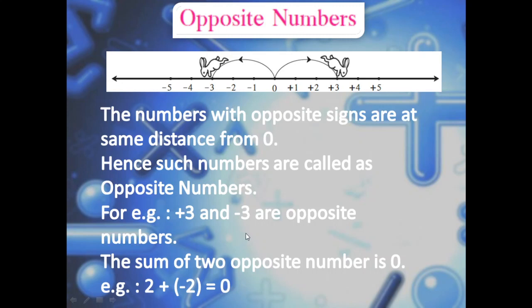The sum of two opposite numbers is always 0. That means if I add plus 3 and minus 3, it is 0. I said, if numbers have opposite signs, what do we have to do? We have to subtract. And when I subtract two opposite numbers, the answer is always 0. Keep it in mind. If you get a question with the same numbers but only opposite signs, that means they are opposite numbers. So when I add them, it is always 0.